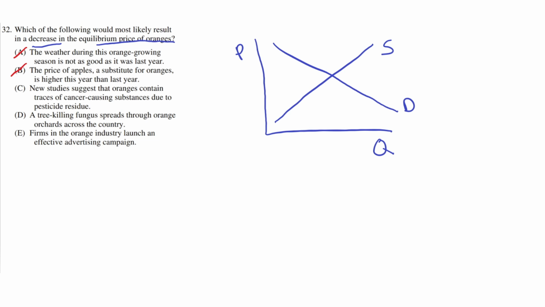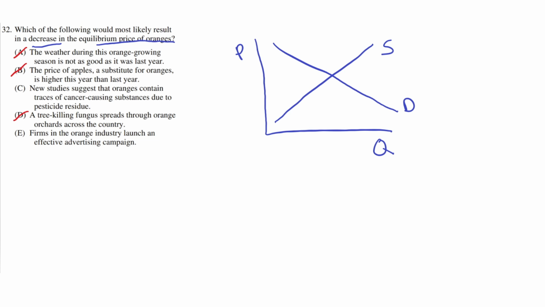But let's look at D. It says a tree-killing fungus spreads through orange orchards across the country. So because there is a tree-killing fungus that spreads through orange orchards, it means that the supply would decrease, like in option A. And as before, the supply would shift to the left to represent a decrease in supply. And because of this, the price would increase, because we can clearly see that the new equilibrium price is above the previous equilibrium price. And because we're looking for a decrease in equilibrium price, D must be incorrect. So let's eliminate D.